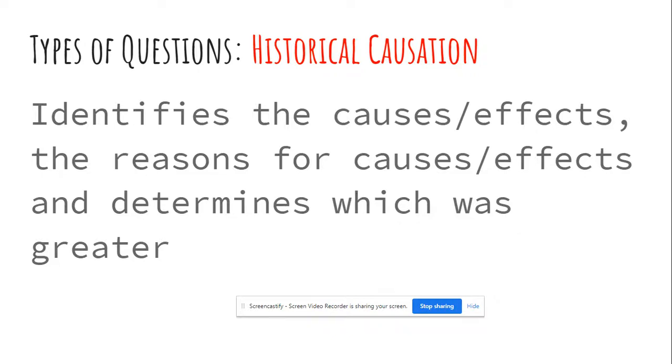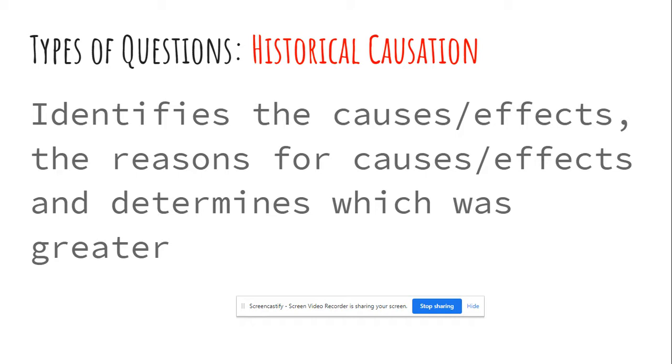A second question type is historical causation. Identify the causes or effects, the reasons for something happening. What was the great reason? Now, this is different than a change and continuity question. A causation question accepts that something happens, so maybe America enters World War II. This kind of question would say, what were the causes that led to that? And your job would be to determine the biggest factor that led us into this war.